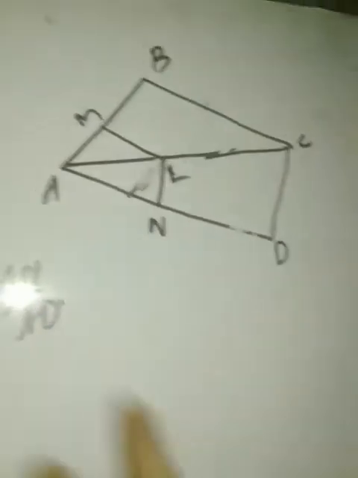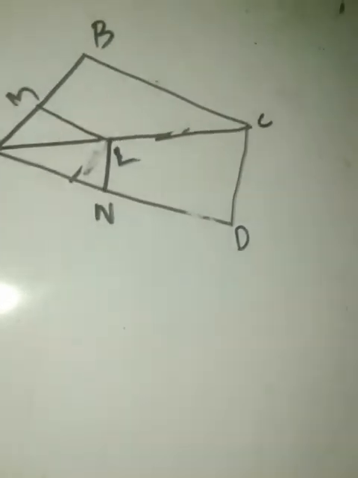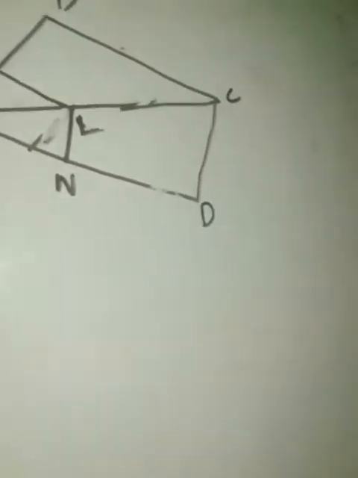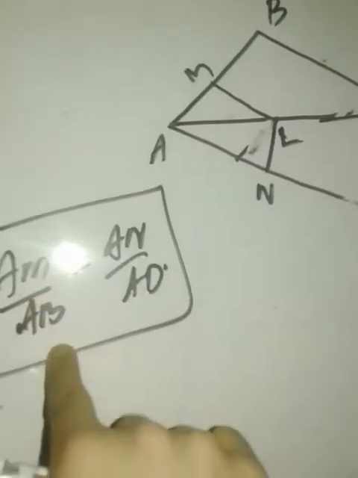Have a look, this is very simple. We'll use the Thales theorem to prove it. We have to prove that AM by AB equals AN by AD. Very simple. If you look clearly towards the required result which we are supposed to prove, you see AM by AB.